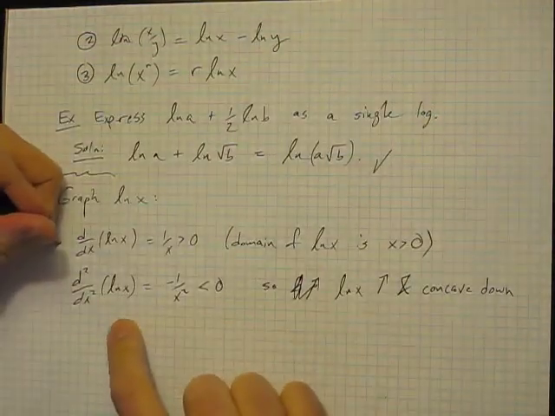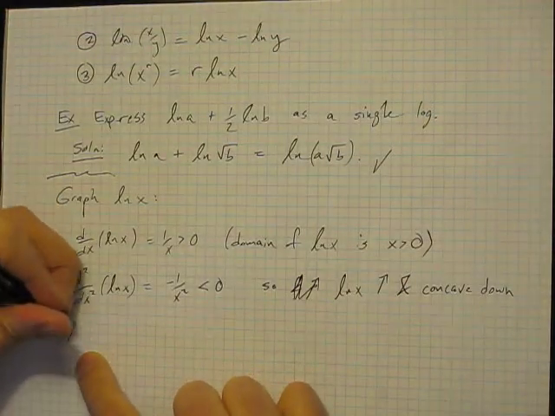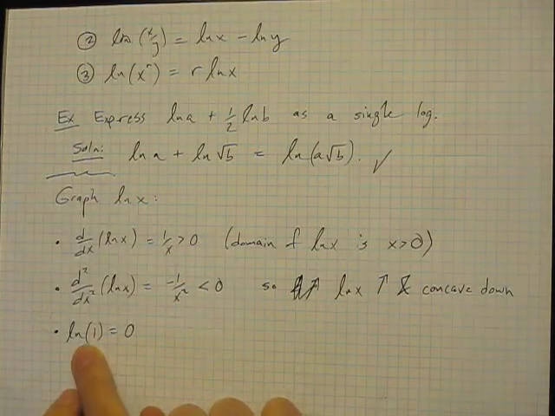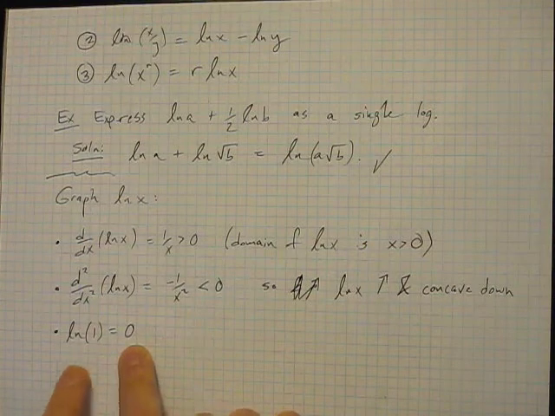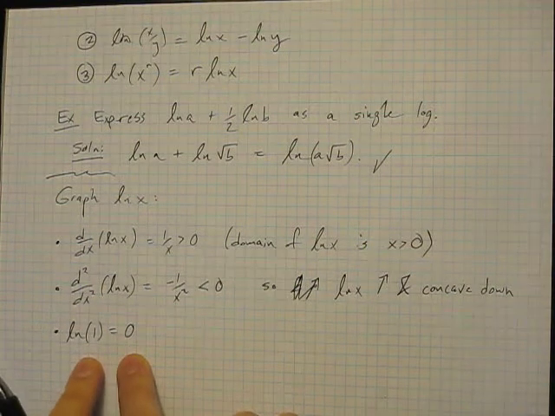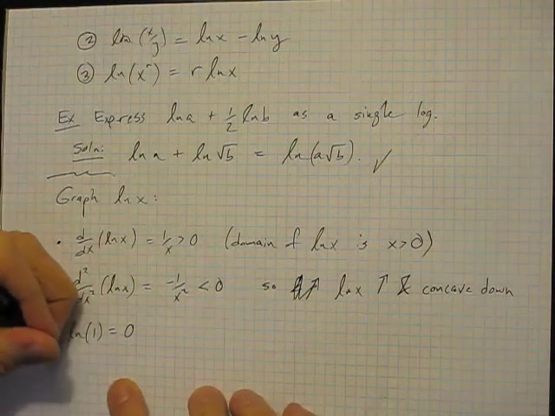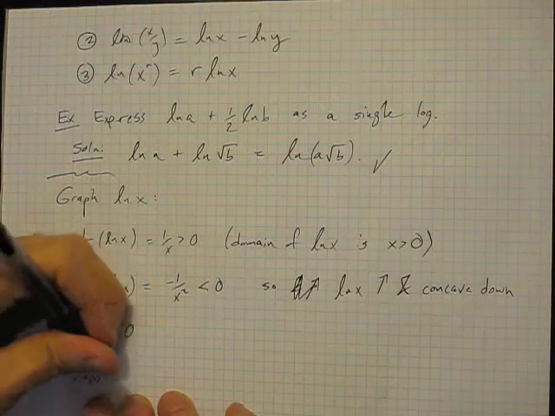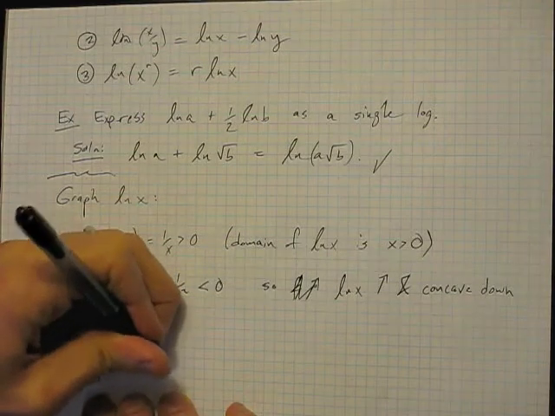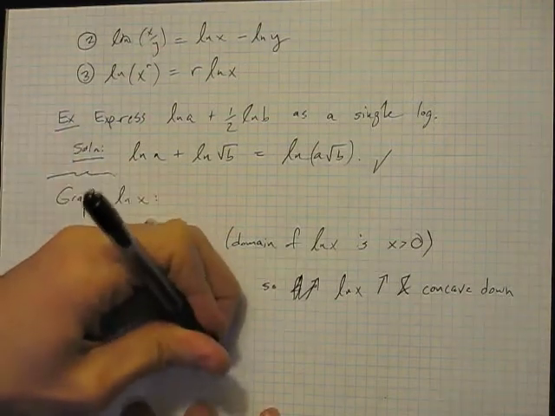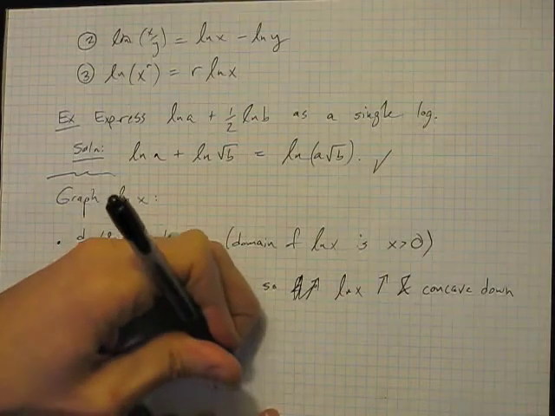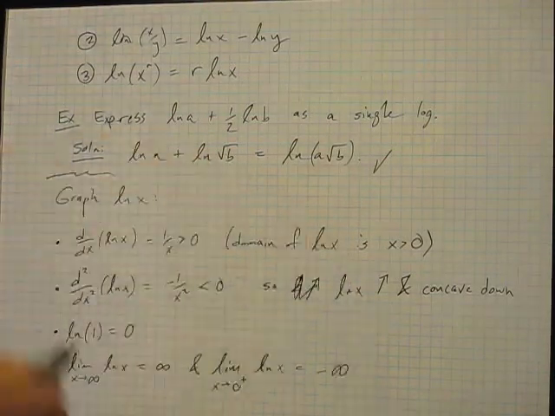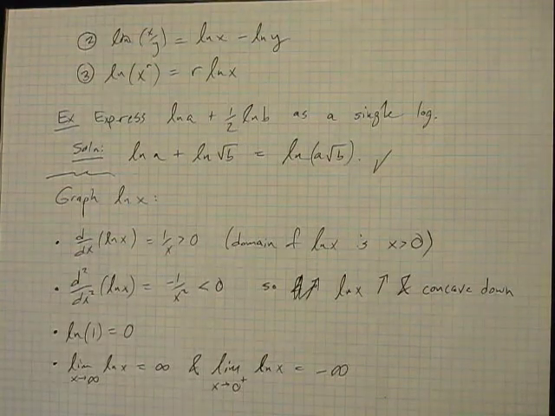So there's one property of its graph, and here's another. Another property that we already saw is that it passes through the point (1, 0), because the log of 1 is equal to 0, because there's no area under the graph of the function that defines the log. And then we have a couple of other properties: the limit as x goes to infinity of log x is equal to infinity, and the limit as x goes to 0 from the right of log x is minus infinity. Can we see that? We can see that.